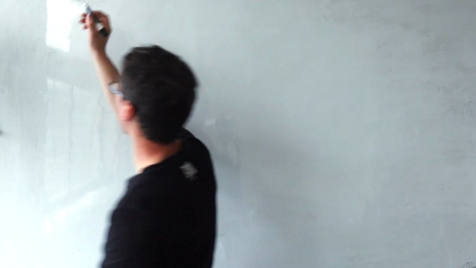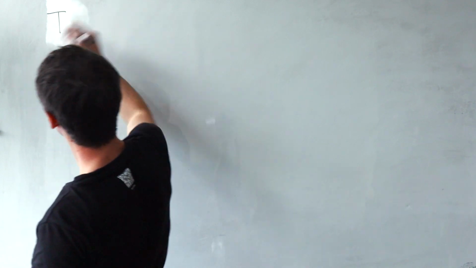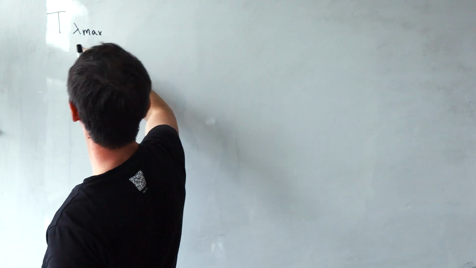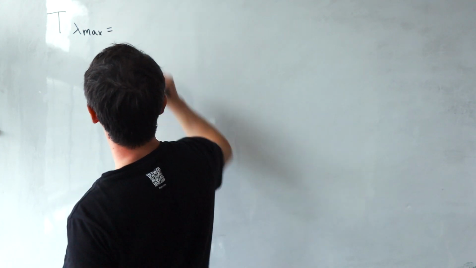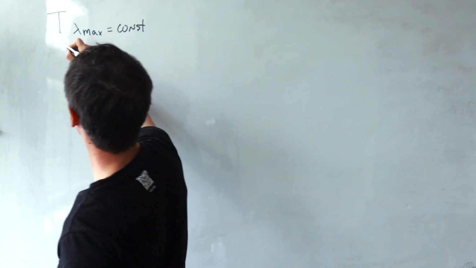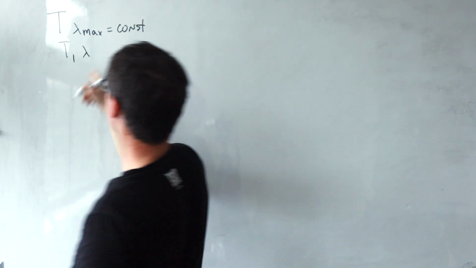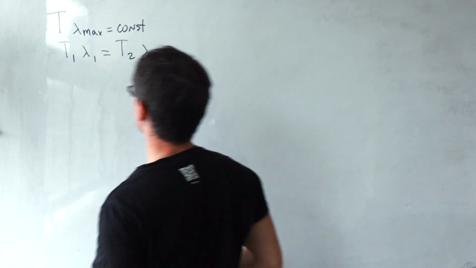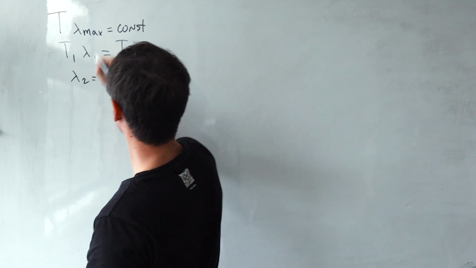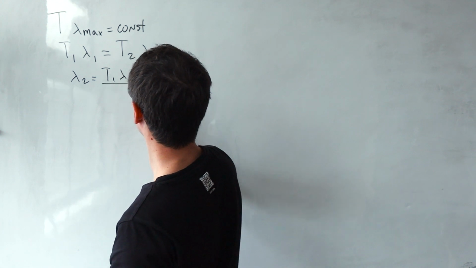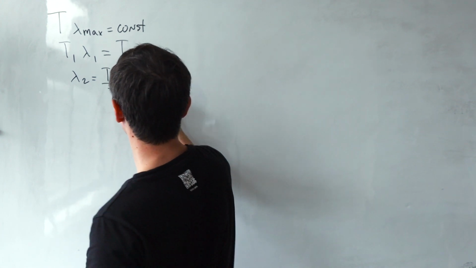So my plan for this question is to use Wien's law. Now this says that the surface temperature of a star multiplied by the predominant wavelength, call that lambda max, will be a constant. Now that in turn means that T1 lambda 1 will be equal to T2 lambda 2. Rearranging this for lambda 2, we're going to get that this here will be equal to T1 lambda 1, divided by T2.